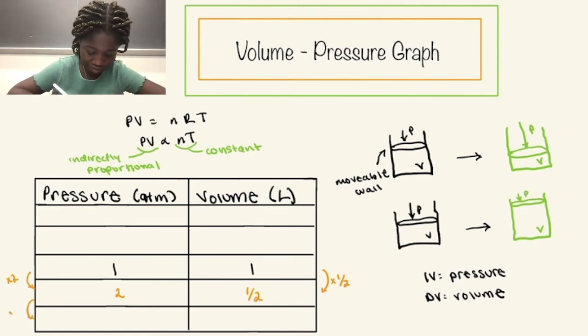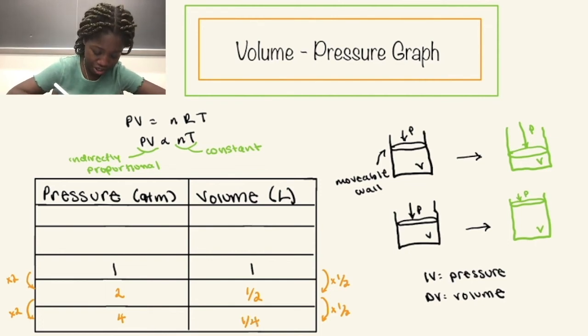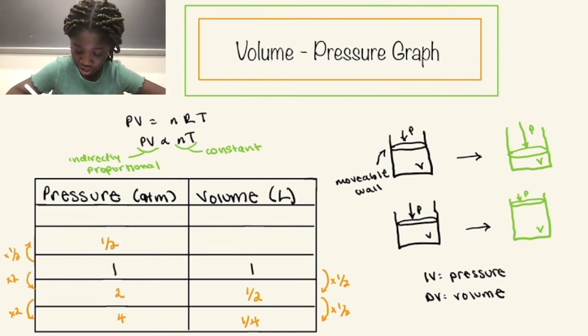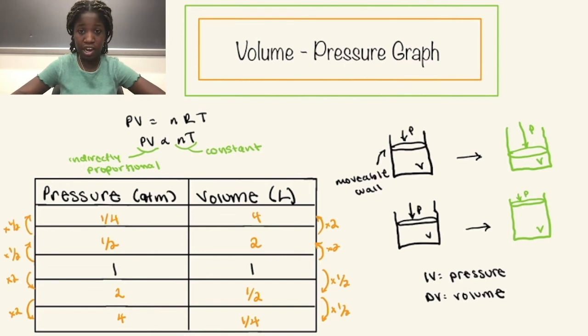Now let's double it again, and we're at 4 atmospheres. Well, this will be multiplied by the inverse factor, so it'll be multiplied by 1/2 to be at 1/4. Now let's say we decide we want to halve the pressure. What will happen to the volume? Well, it will double. And if you do this again, the same is true. So now we have our table filled out, and we can finally make our graph.